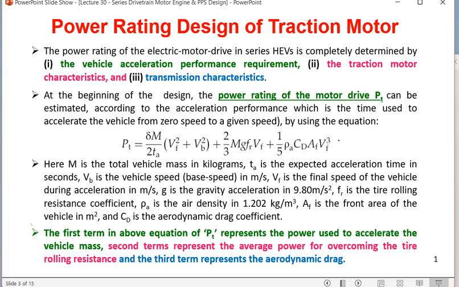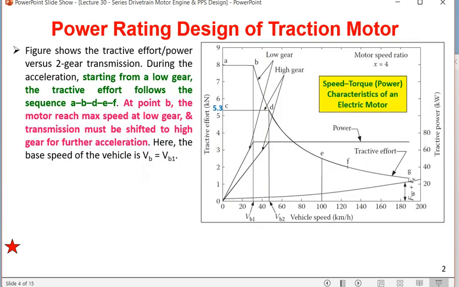The first term in the above equation, PT, represents the power used to accelerate the vehicle mass under a certain time. The second term represents the average power for overcoming the tire rolling resistance, and the third term represents the aerodynamic drag. So PT is actually comprising three terms. First term is the acceleration mass power, second term is the rolling resistance power, and third term is the aerodynamic drag. So second and third terms are actually going in the negative direction. They are actually the power loss, and first term is the power which is used for traction of the vehicle. We have seen this graph.